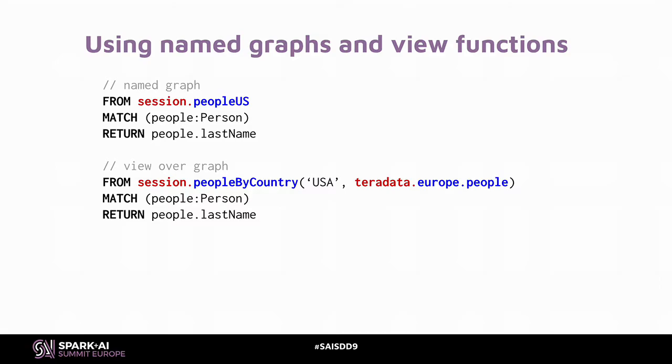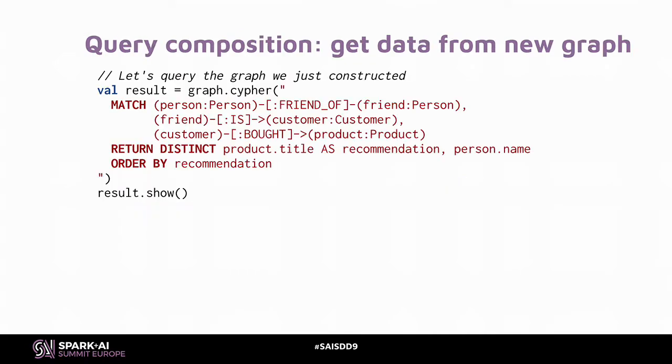You can say we're working off session, which is the default place that a graph gets created in memory. Graph people US, so you can select people by country and qualify it with the nature of the graph and the predicate information. And we can just get data from a new graph once it's actually been created.